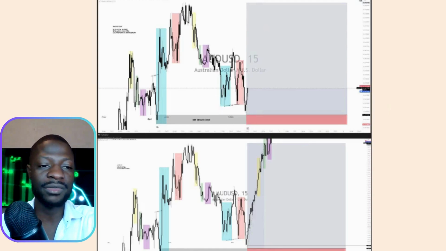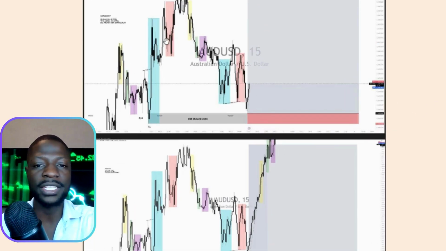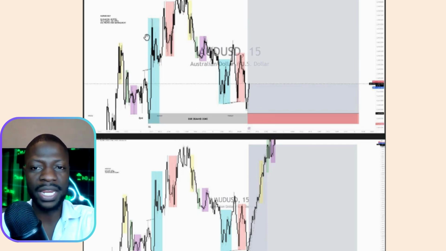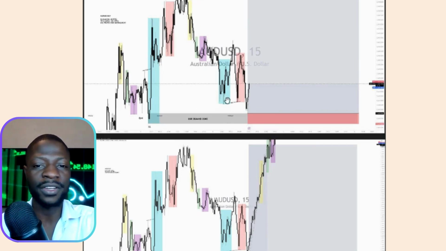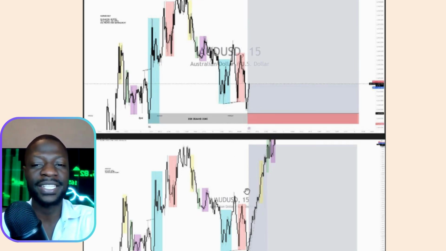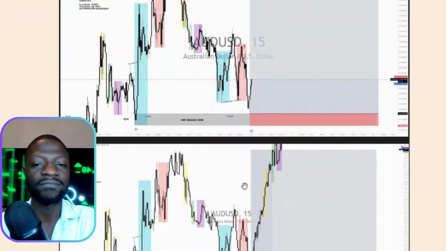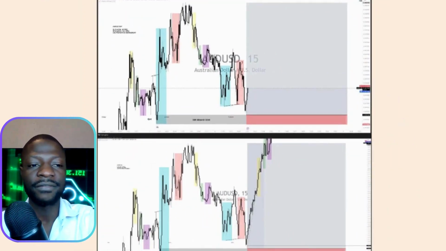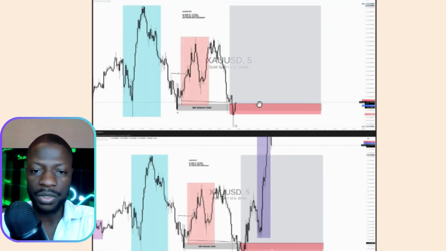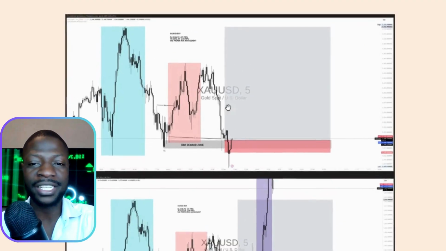Over 1 to 10 risk reward ratio, all our trades. We have a drop base rally, break of structure, we have liquidity plus Asian session. The market taps into our zone, and off we go. Nice. Very, very nice. Then we have gold. Gold is one of my favorite pairs to actually trade.